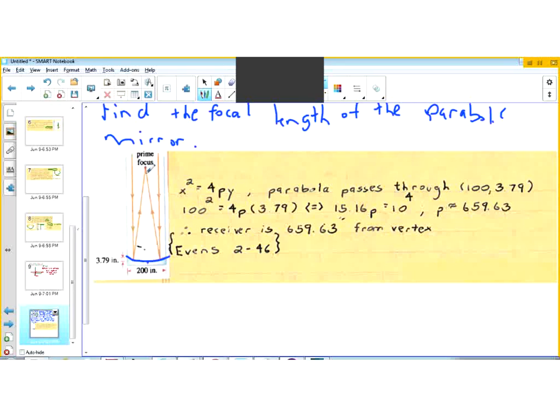So that's how far this is from the vertex. So this distance right here, at 12 inches per foot, would be almost 55 feet. That's about a 56-foot distance there. All right, so that's how you solve that. That concludes our 6.1 lecture notes on parabolas. So 6.2 will cover ellipses.